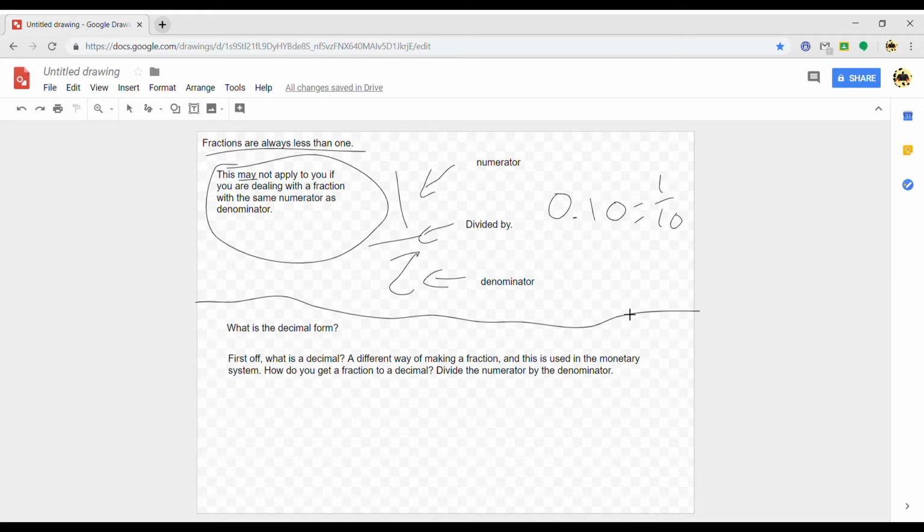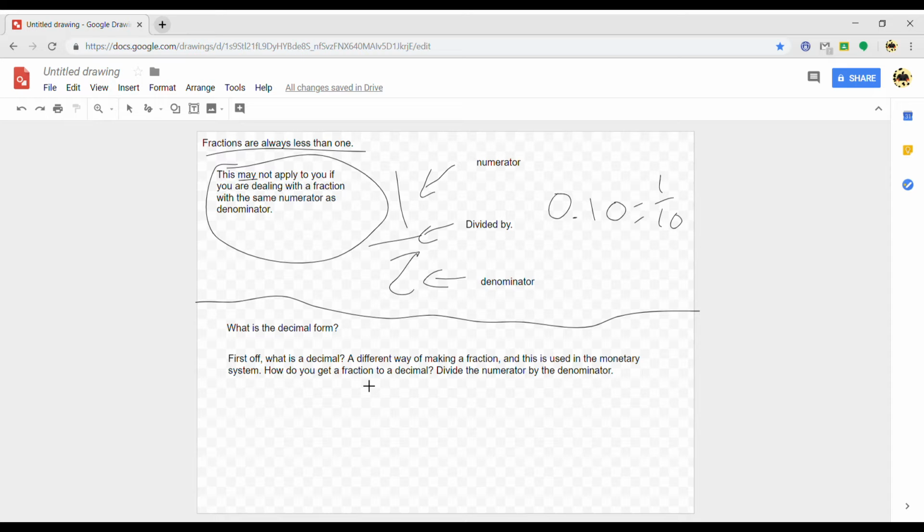So we have a couple questions here. Our topic: what is the decimal form? I'm about to explain that. However, you should write down these questions, which is, first off, what is a decimal? Well, a decimal is a different way of making a fraction and is used in the monetary system in America, at least. If you're not in America, I'm not sure if it applies to you, but I know it applies to me.